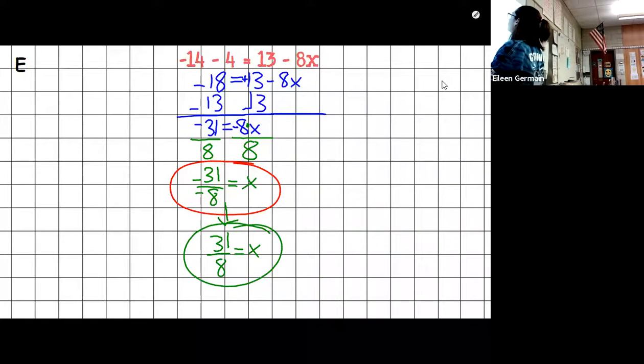Nice job. Because the 8 was negative, because it was a minus 8x. Minus 8x gets brought down here. So then divide by negative 8, divide by negative 8. We would get 31 eighths. Nice catch there, Gabe. Thank you.